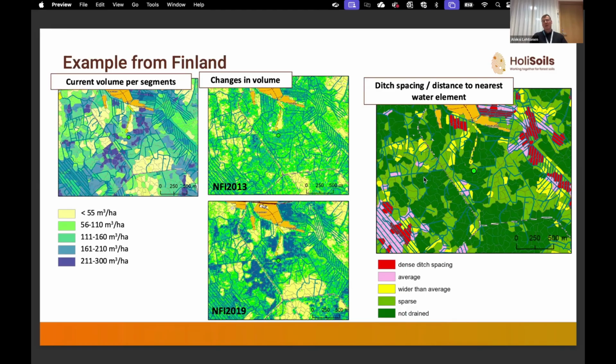And then on the right-hand side, you can see the end result when it's linked with this ditch detection. We can see areas where we have dense ditch spacing, average, sparse, and areas that have not been drained. And this kind of information with high spatial resolution allows us to target different measures precisely.